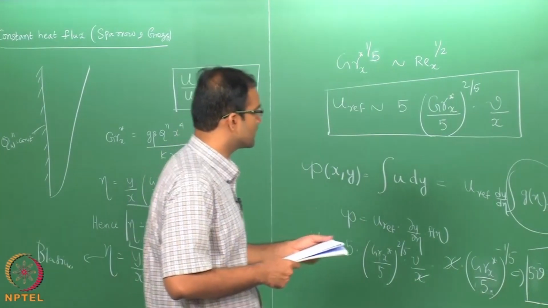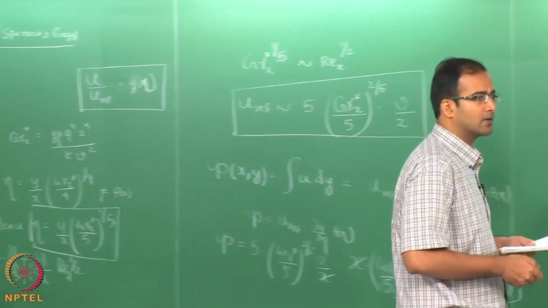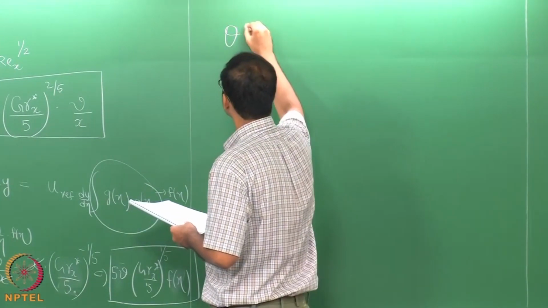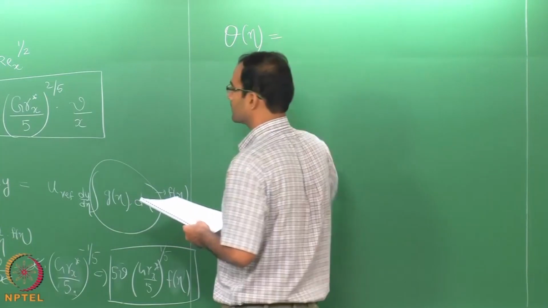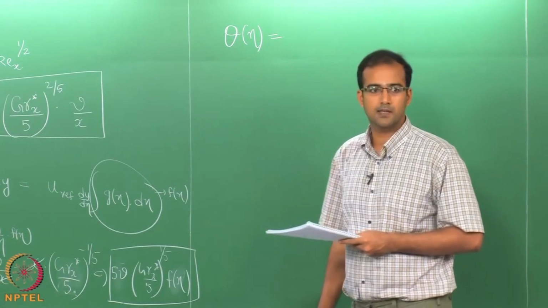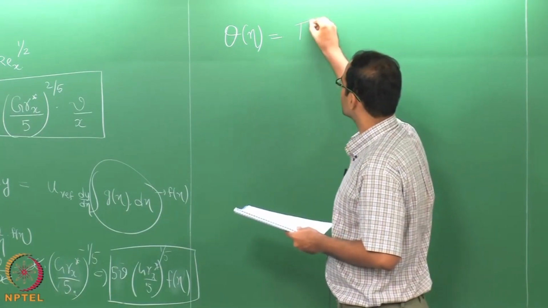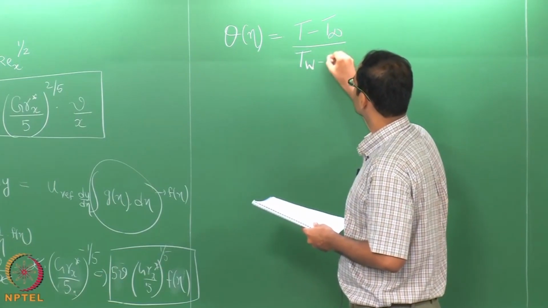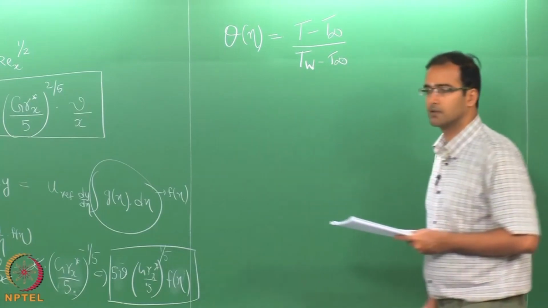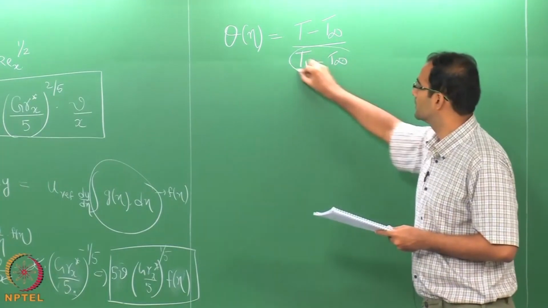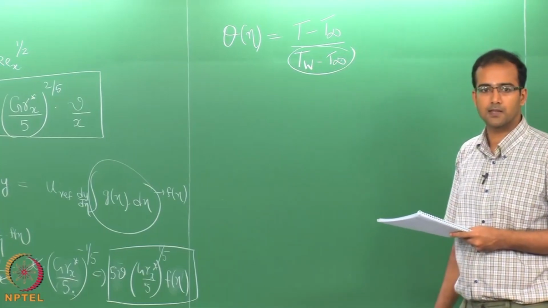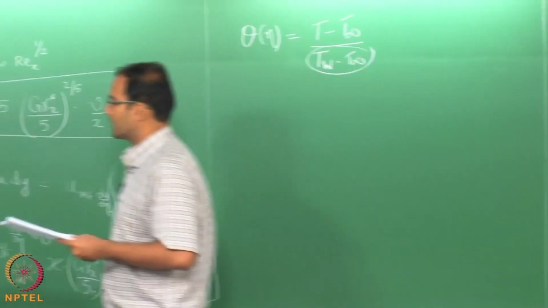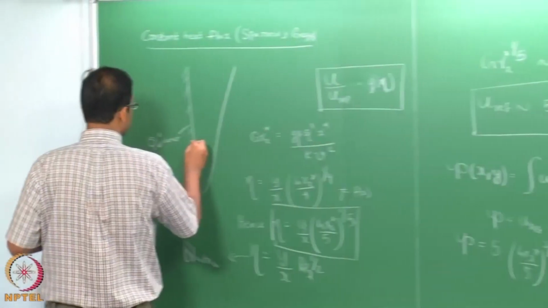So, before doing that we also need to find the similarity variable for theta. Okay. So, let us assume now theta is a function of eta, but we have to find the right non-dimensionalization here. So, in the constant wall temperature case we use T minus T infinity by T wall minus T infinity, but in the constant heat flux case we do not know the wall temperature, and therefore, this has to be somehow converted in terms of heat flux. So, we can again use the Fourier's heat flux to do a scaling.